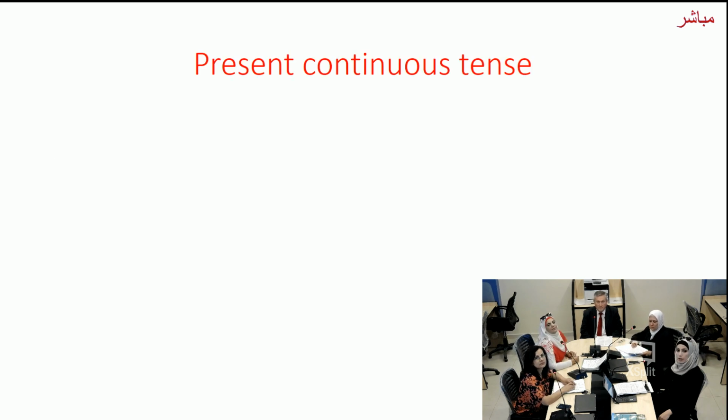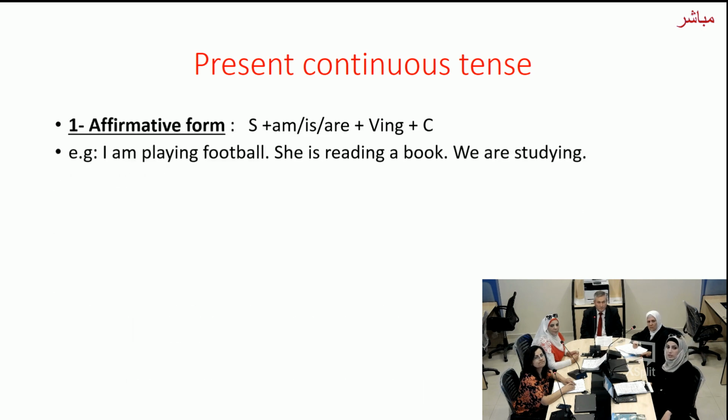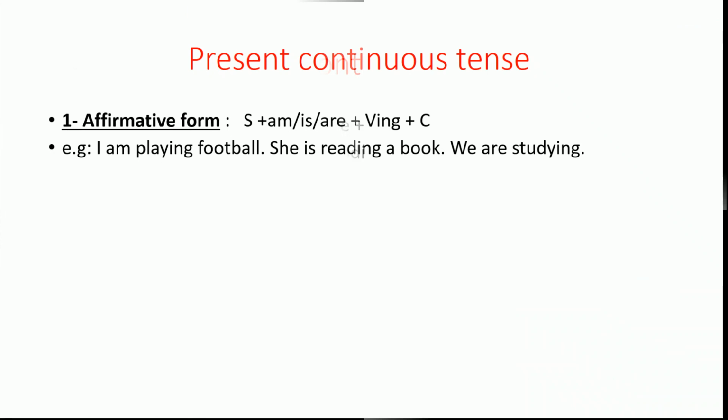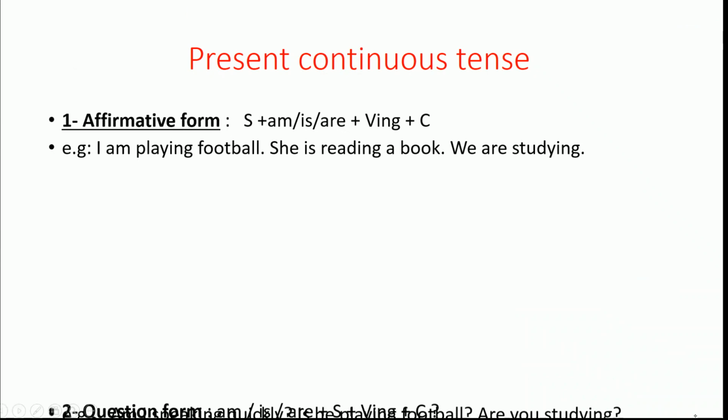Next, please. The present continuous tense, please. Affirmative form. Subject plus am, is or are plus verb ing plus the complement. For example, I'm playing football. She's reading a book. We're studying.